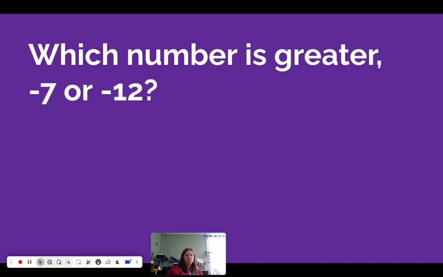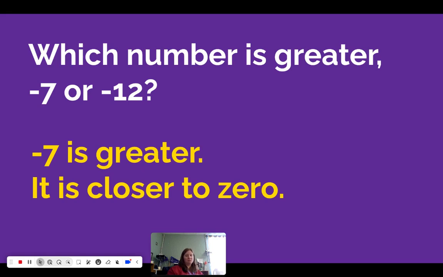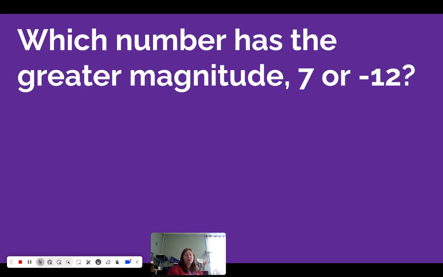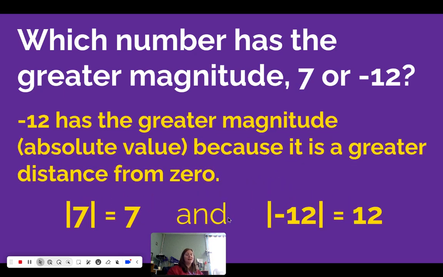So, quick question. Which number is greater, -7 or -12? You should have said -7 is greater because it's closer to 0. Which number has the greater magnitude, 7 or -12? You should have said -12, because it has the greater absolute value, the greater distance from 0. So it's got the greater magnitude. It's further away from 0 on the number line.